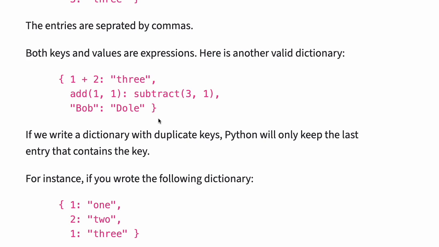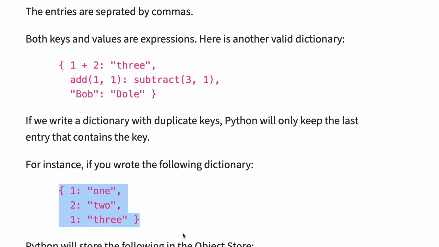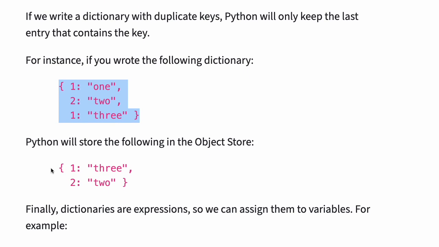If we write a dictionary with duplicate keys, Python will only keep the last entry that contains the key. For instance, if you wrote this dictionary, Python will store the following in the object store. Notice how both the first and third entries have the key of 1, and Python only kept the last one.